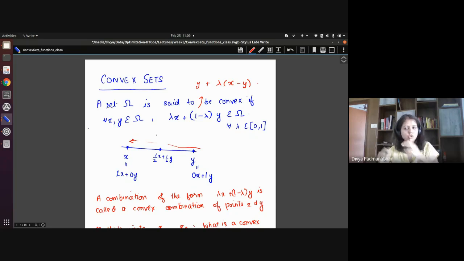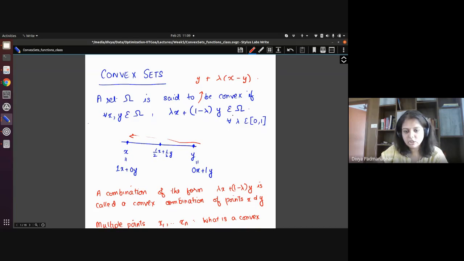So that's like the two limits of the values of lambda, the two extremes of lambda. And for everything in between, you're going to get something on this line. So what convex sets are is that if you take any 2 points, the line joining them also belongs to the set. Okay, so this is for 2 points, and this combination, lambda x plus (1 minus lambda) y, is called a convex combination of these points.